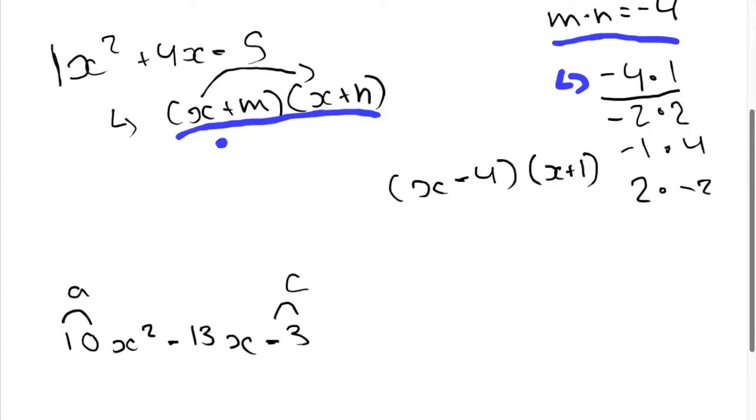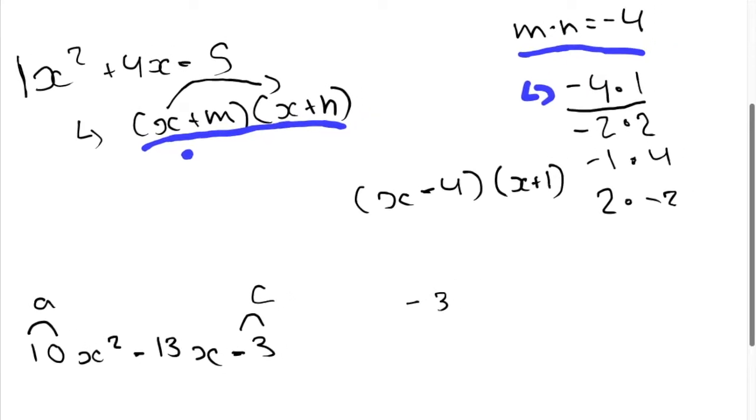We have to multiply a and c. So when we multiply a and c, of course, we get -30, which is equal to a times c. Now we have to find two numbers that have a product of -30. So m times n is equal to -30.